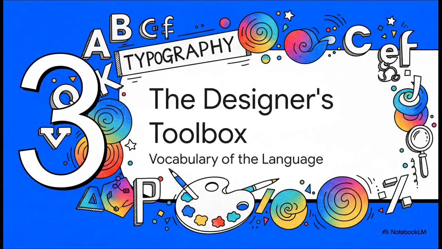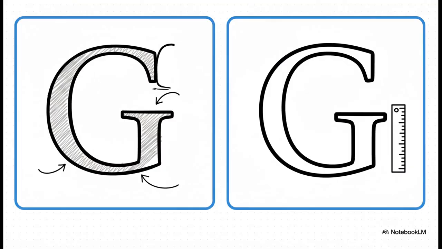So now we've got the grammar down, the 4 big rules. It's time to open up the designer's toolbox and check out the vocabulary they use to actually build their messages. And the 2 most powerful words in their arsenal are typography and color. You know, fonts aren't just letters. They have their own personalities.